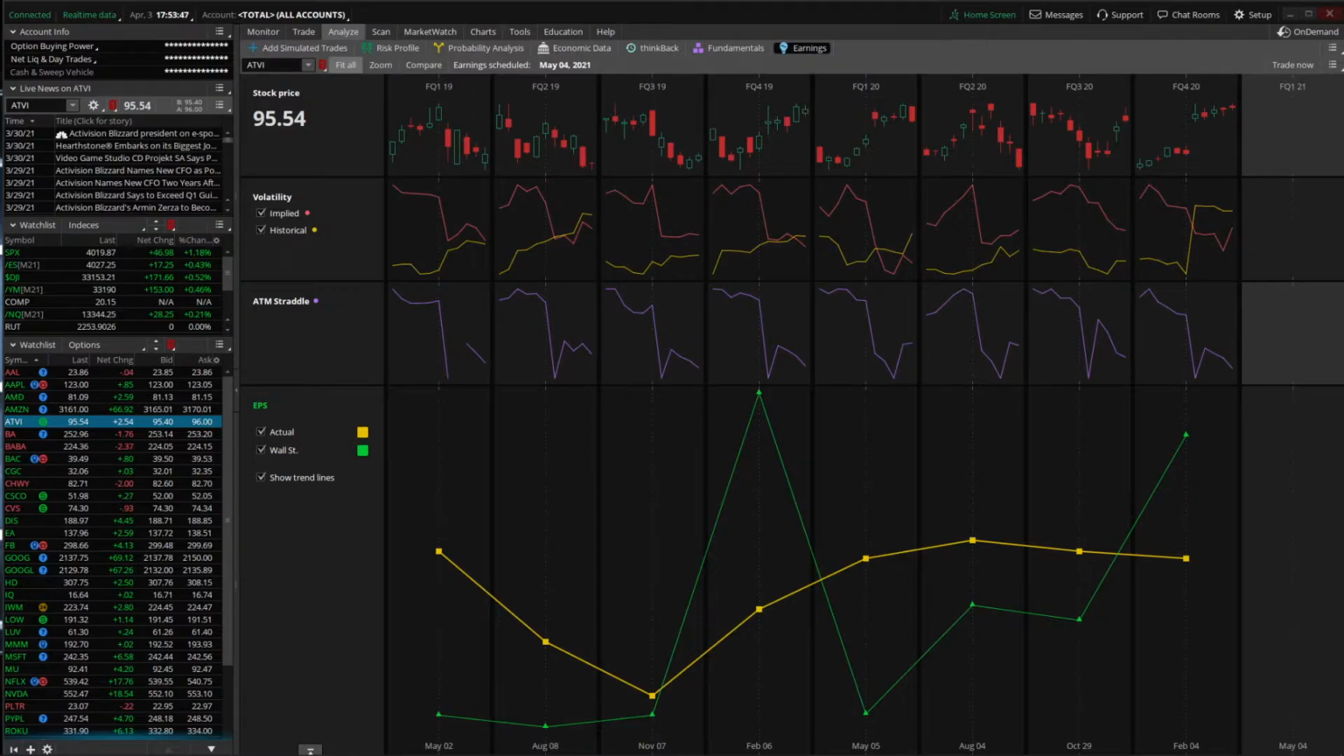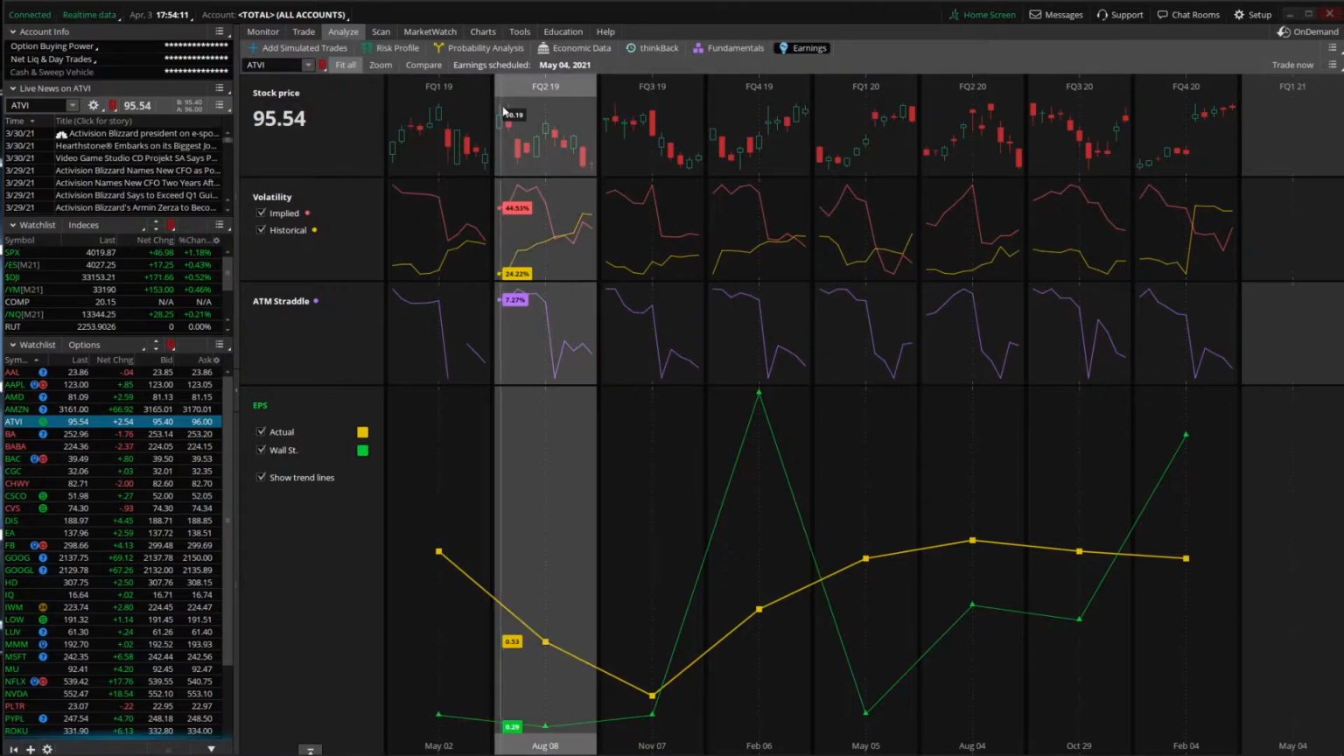Now, this is just one thing you could potentially look at. Implied volatility versus historical volatility. Are options expensive right now? Are they cheap right now? Does it make sense for me to start looking at selling opportunities? Does it make more sense to look at buying opportunities? This is what this page is trying to show us. Now, this is not the only place you're going to see this information.